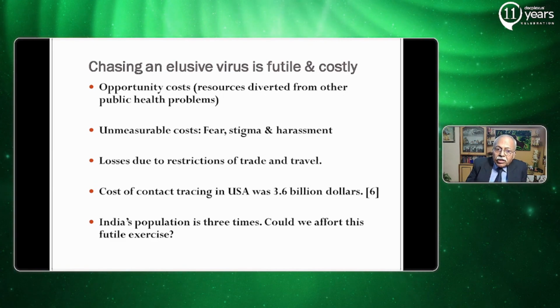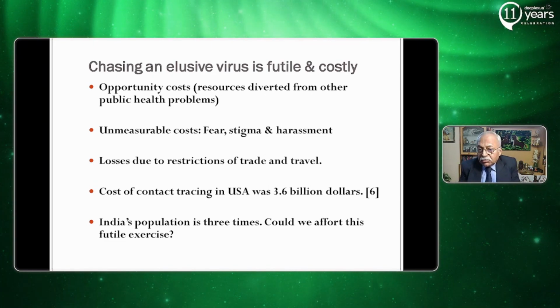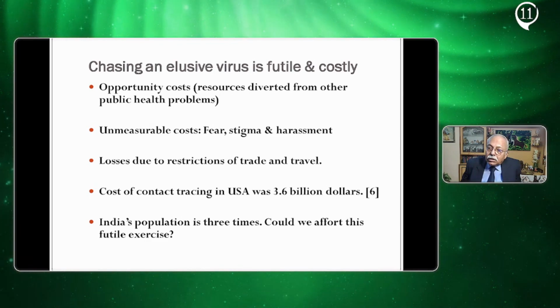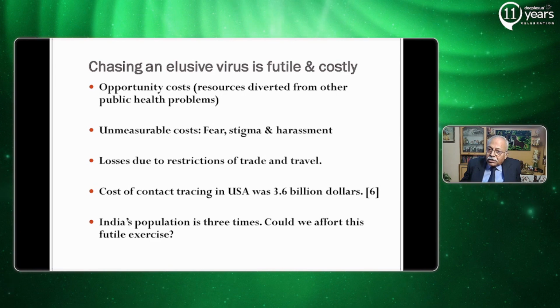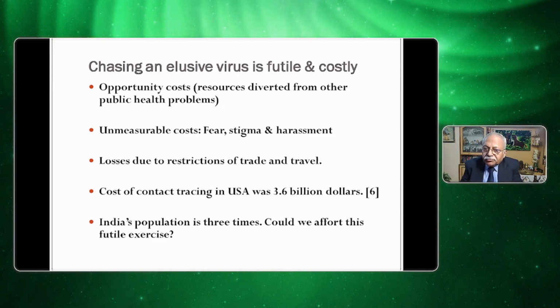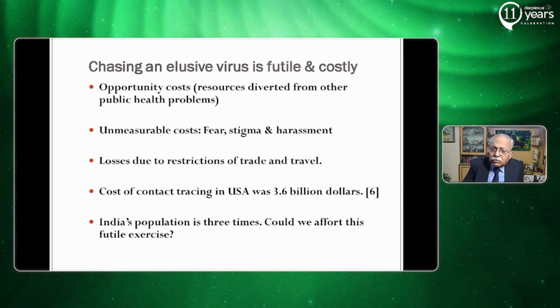As I said, chasing an elusive virus, cost of contact tracing in USA was $3.6 billion. I have given the reference. So you see, India has 3 times more population than USA. So the futile test and trace in USA, the cost was $3.6 billion. Of course, in India, the cost may be less because our things are cheaper here. Workforce is cheaper, local material may be cheaper, but still, you can see the cost of such a huge sum in testing, tracing. We do not have the figures which we should have.